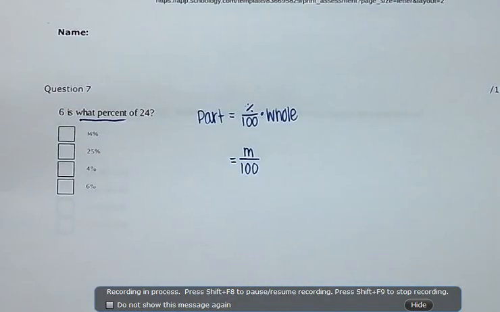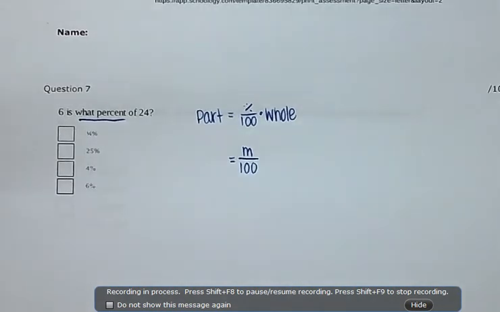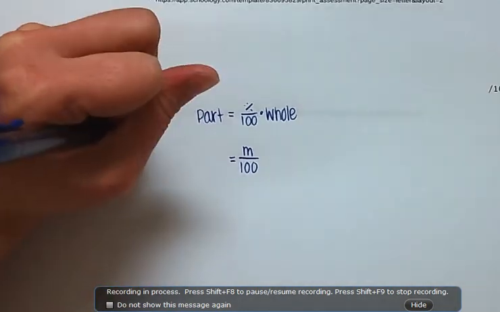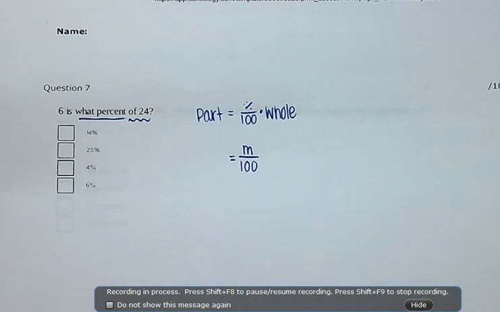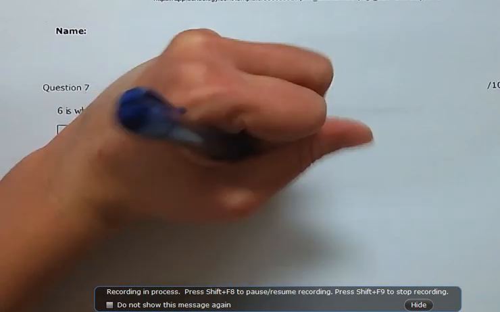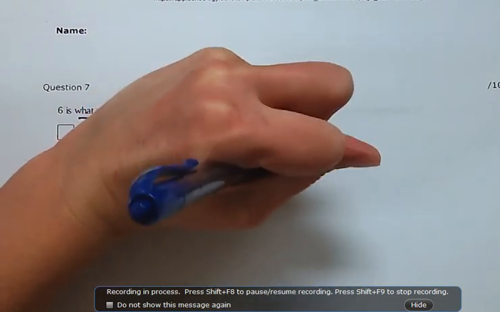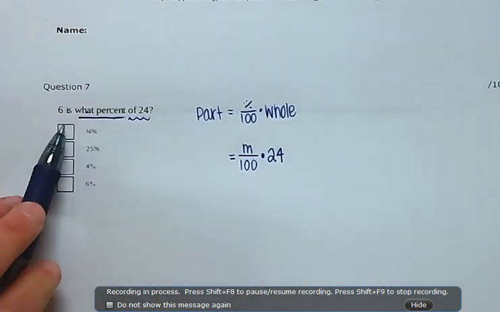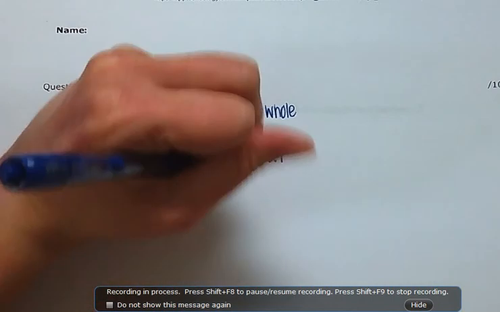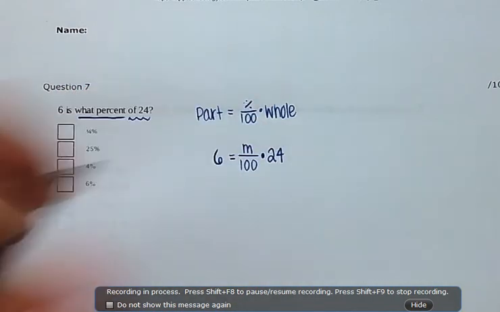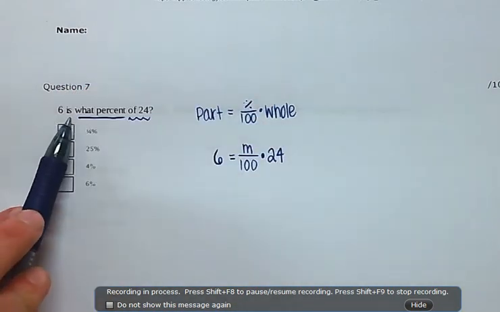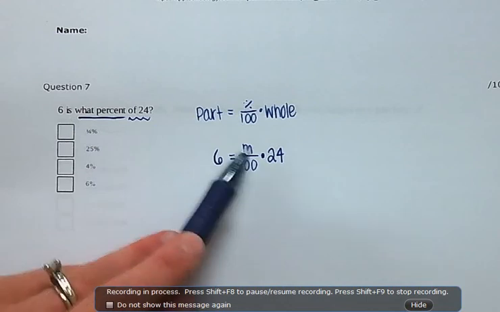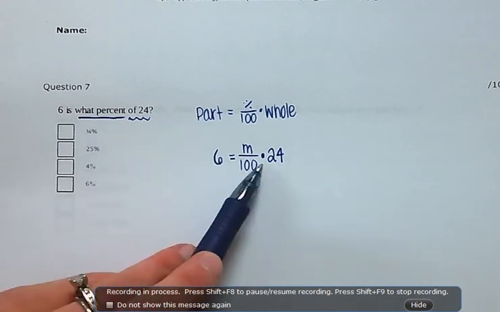And now I need to identify what is the part and what is the whole amount. My keyword of tells me what is the whole. And so of is next to 24, which means that 24 is my whole amount. So where I see whole, I'm going to replace that with 24, which by default tells me that 6 is going to be the part. Also, we can think of this as 6 equals what percent, m over 100, of means times 24.